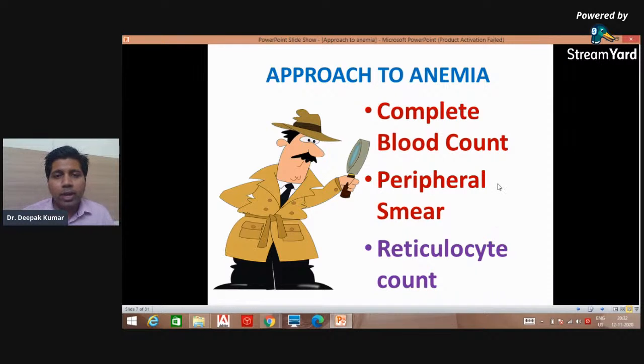So how to approach anemia in a patient laboratory-wise? These three reports: complete blood count, peripheral smear, reticulocyte count. If you have only complete blood count and reticulocyte count, maybe you will start making the diagnosis, but it's not accurate. I will tell you why. If you have complete blood count and peripheral smear, sometimes the peripheral smear gives direct evidence, and sometimes the reticulocyte count gives indirect evidence. So how to approach anemia in a patient with anemia?